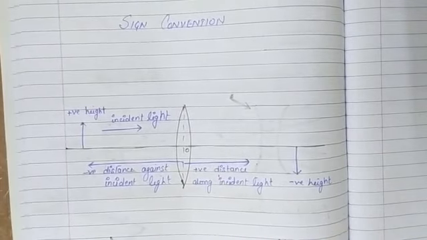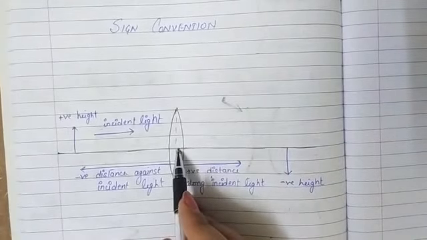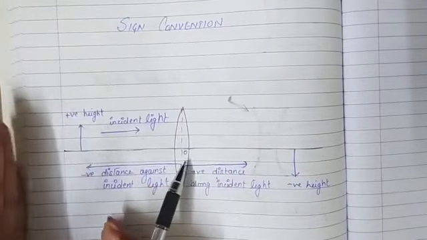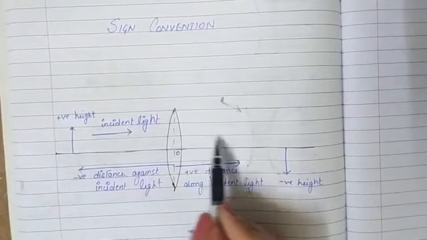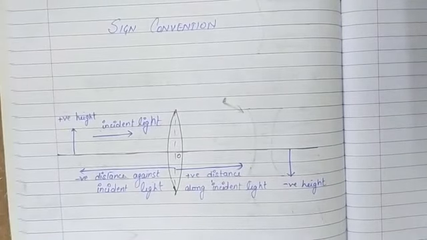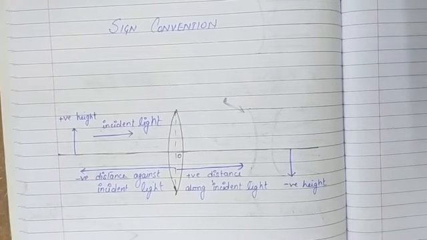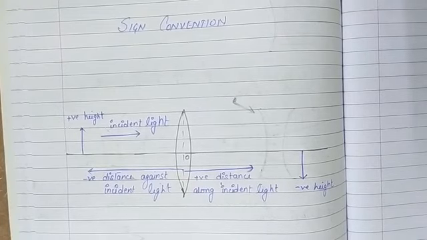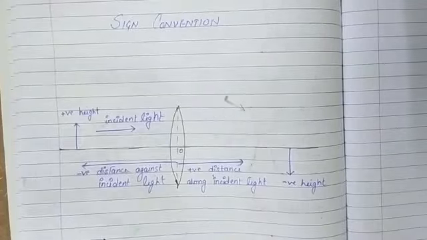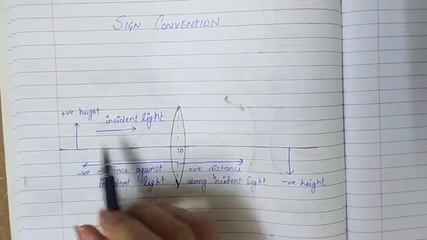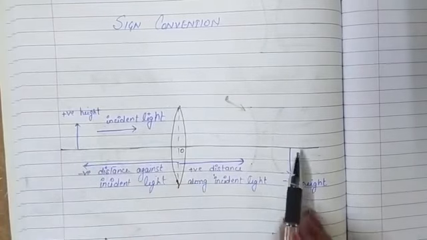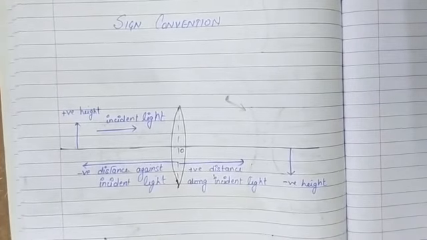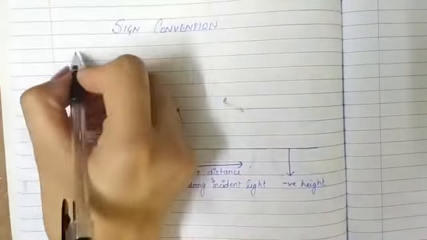It's just for reference. So if this is a lens with optical center O, there is some object and light is coming from left to right. This is the direction from our left to our right. So the direction of incident light is left to right. Then in sign convention we have to remember some points. First, all distances that we measure will be measured from the optical center of the lens. If you have to find the distance of this object, you will find it from O. Similarly, if you have to find the distance of this image, we will find it from O. So all the distances are measured from the optical center.